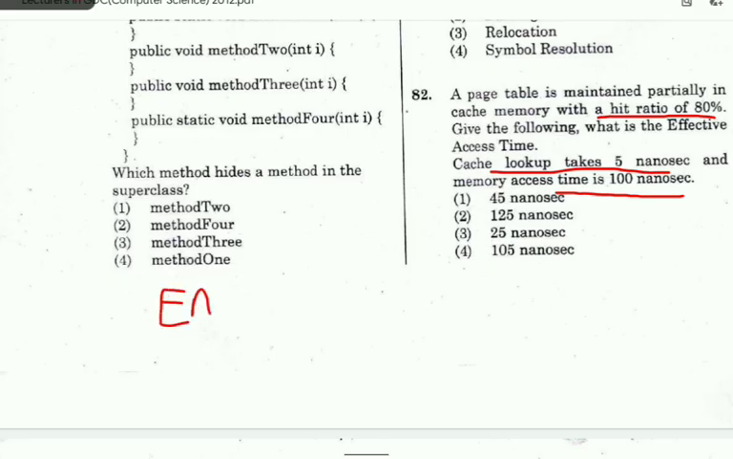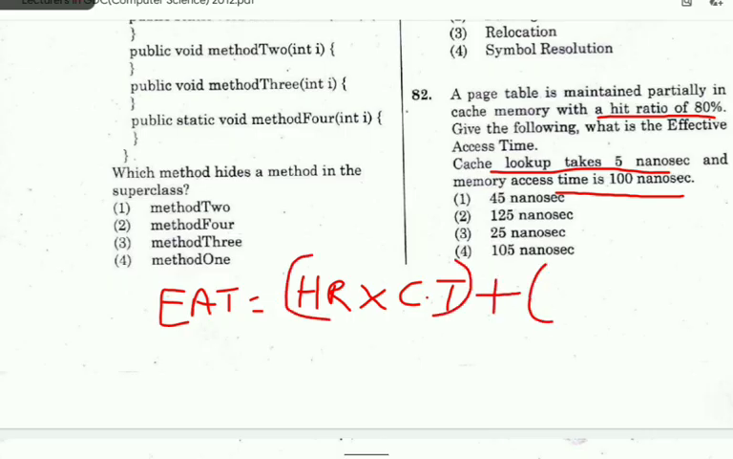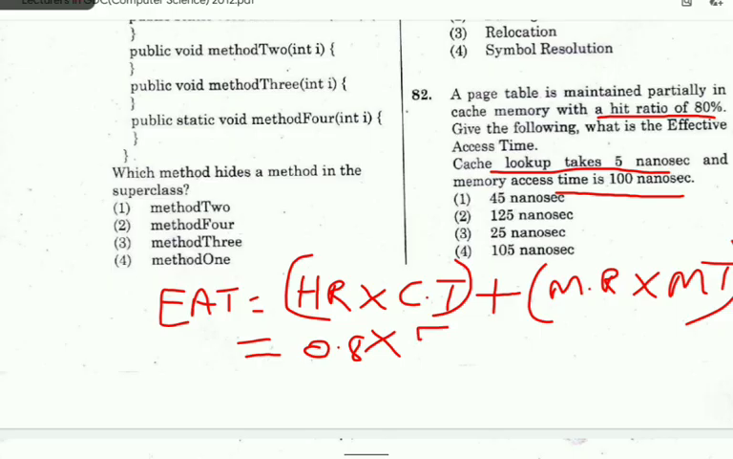So effective access time is equal to hit ratio into cache time, plus miss ratio into memory time. So what is the hit ratio here? 80%. That means 0.8 into cache time. So cache lookup time is 5 nanoseconds, plus miss ratio. What is the miss ratio here?